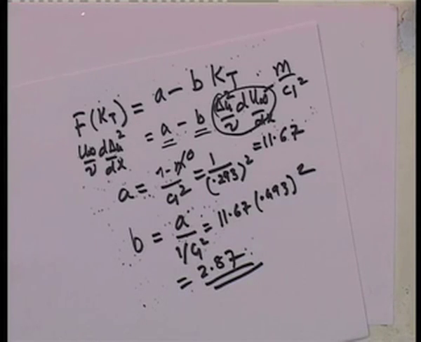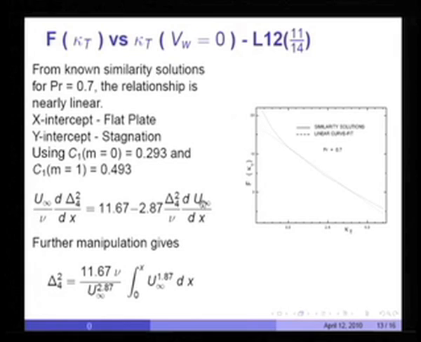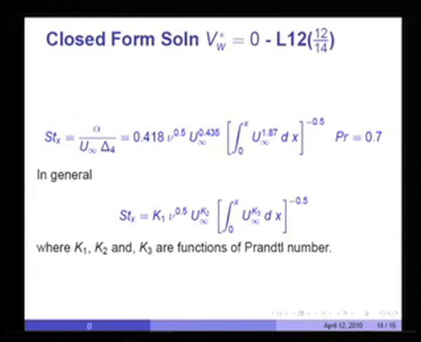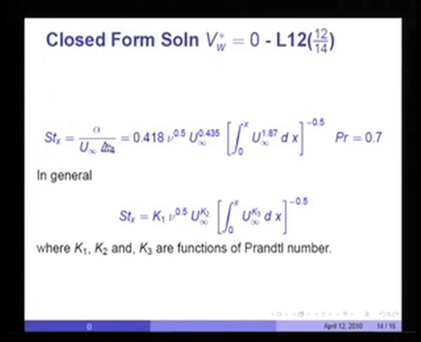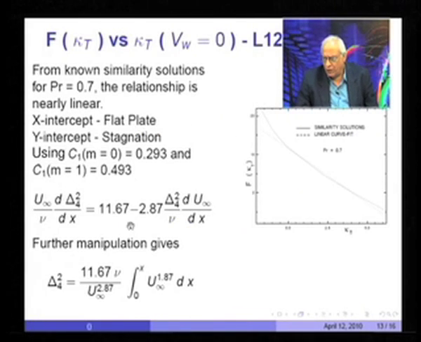So that is how I generate the linear curve fit to the integral energy equation, and this can be manipulated to give delta 4 square equal to 11.67 nu u infinity raised to 2.87 integral 0 to x u infinity raised to 1.87 dx, exactly as we did in case of momentum. So then the closed form solution, having obtained delta 4 in this manner, delta 4 square will be square root of this, I get the solution for Stanton x alpha u infinity by delta 4 equal to all this for Prandtl equal to 0.7. All these constants, this one and this one, result from the curve fit which we obtained for Prandtl equal to 0.7.